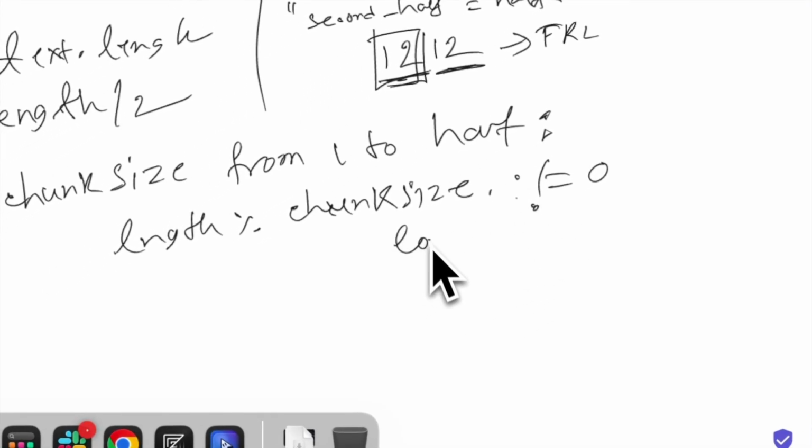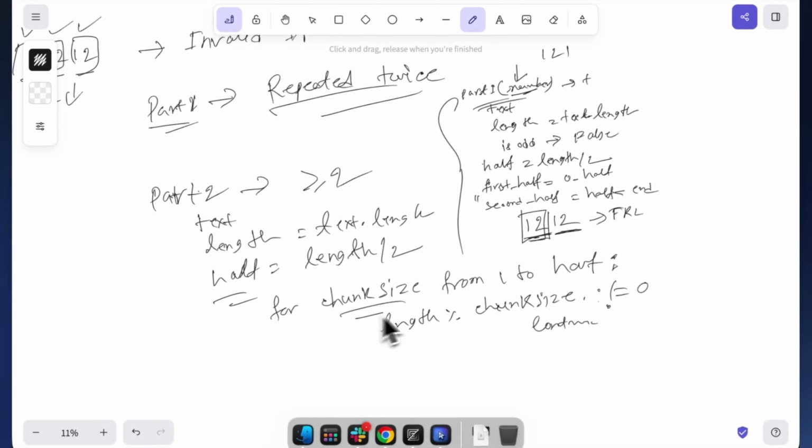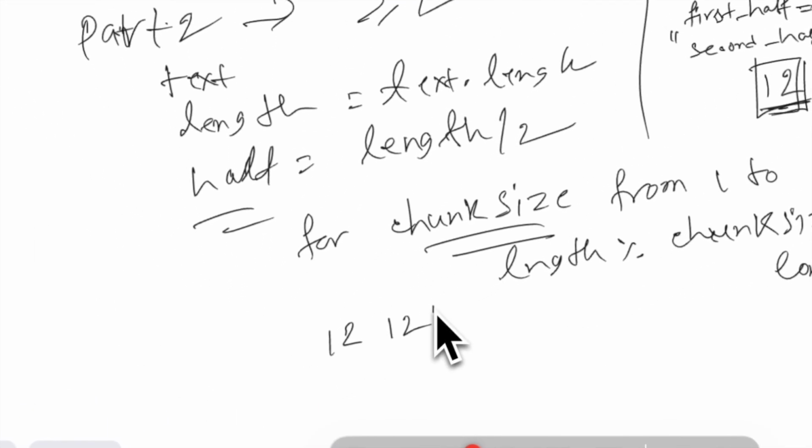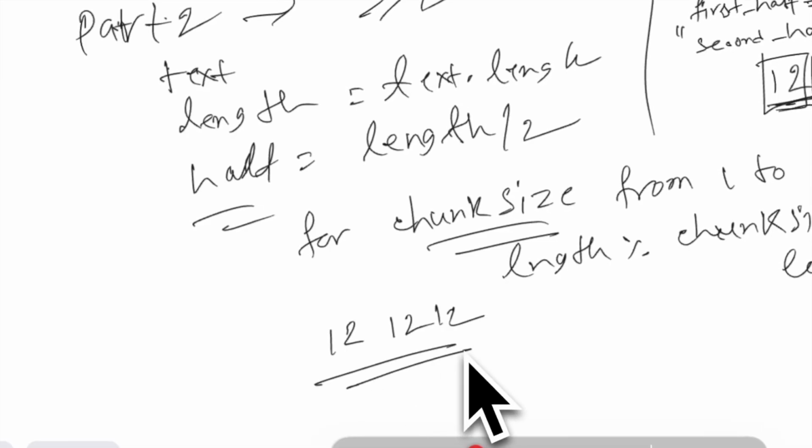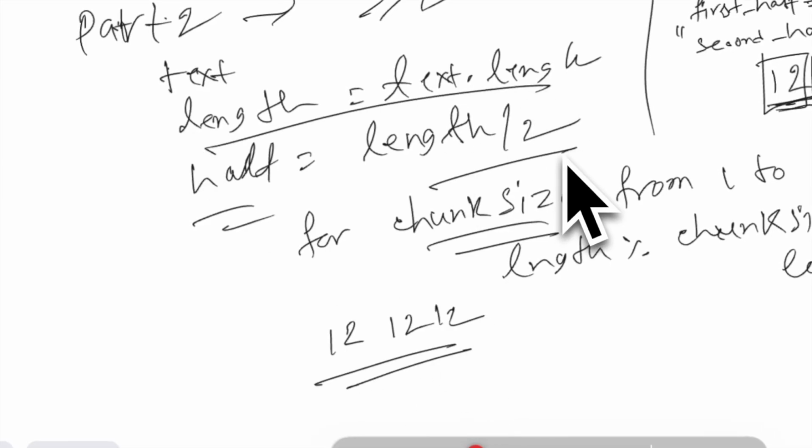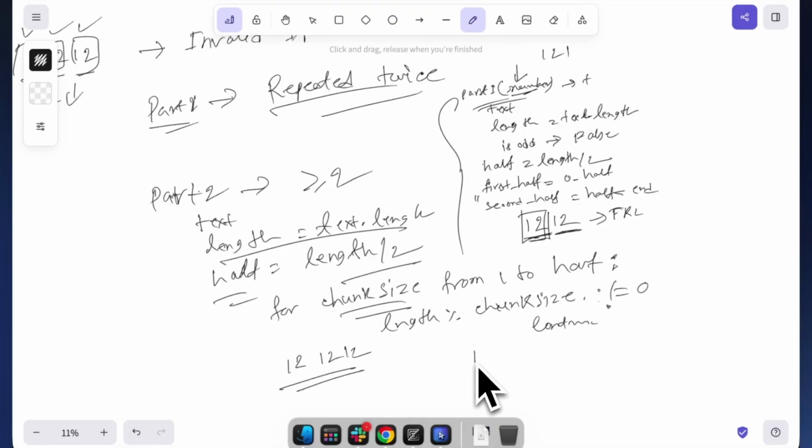We can simply continue to the next chunk. Okay, next chunk. So this chunk size, let's suppose if you take an example, a 6-digit number, 1 to 6. So the length will be 6, half will be 3. So the chunk size will be from 1 to 3, right?